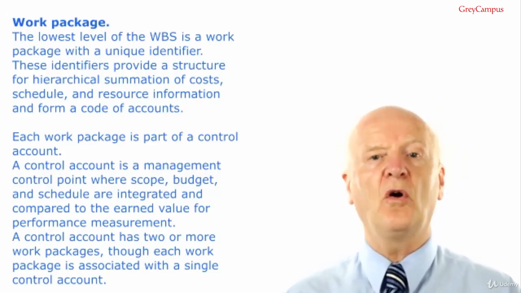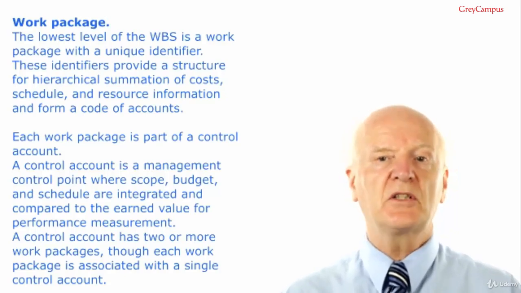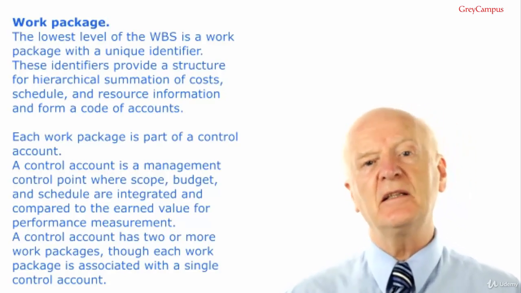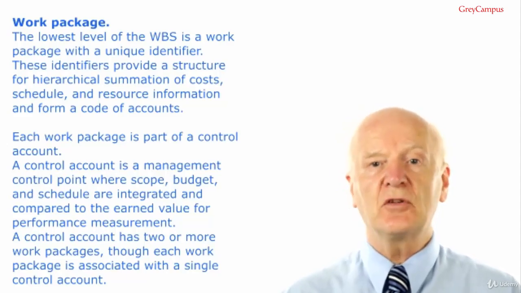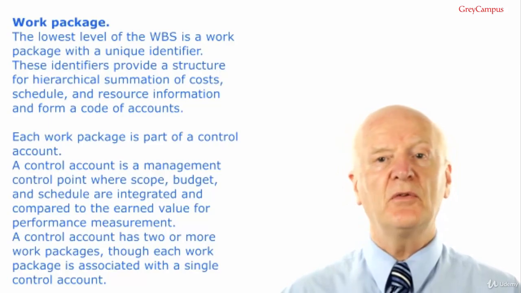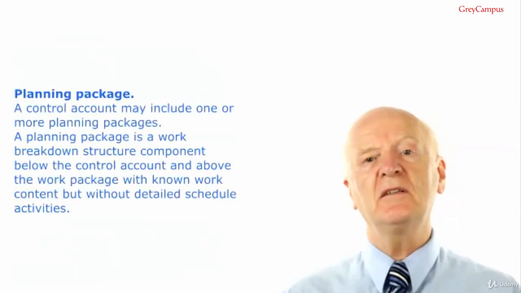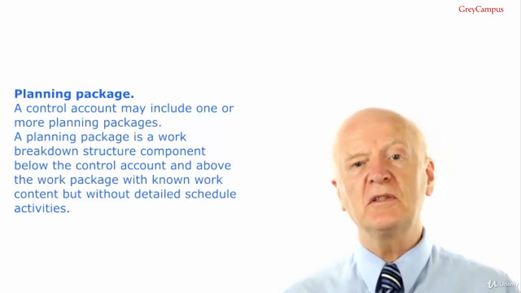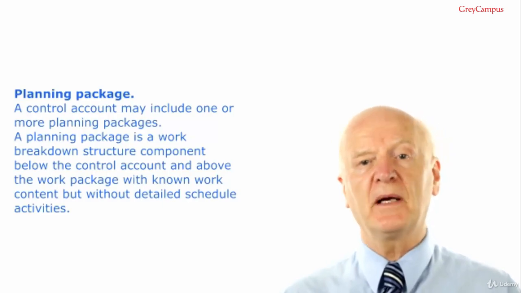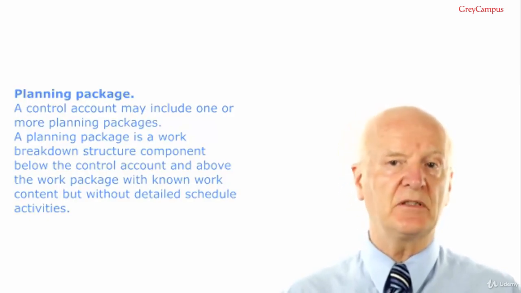Each work package is part of a control account. A control account is a management control point where scope, budget and schedule are integrated and compared to the earned value for the performance measurement. A control account has two or more work packages. Each work package is associated with a single control account. Planning package. A control account may include one or more planning packages. A planning package is a work breakdown structure component below the control account and above the work package with known work content but without detailed schedule activities.